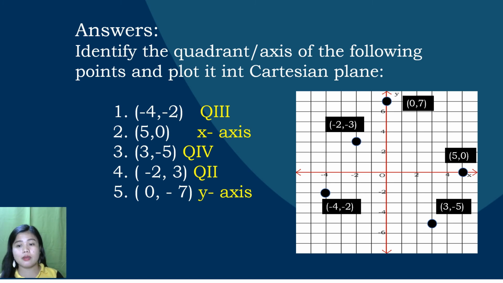Number 3: (3, -5) is located in quadrant 4. (-2, 3): the x is negative and the y coordinate is positive, so it's in quadrant 2. And (0, -7) is on the y-axis. I hope we have the same answer.